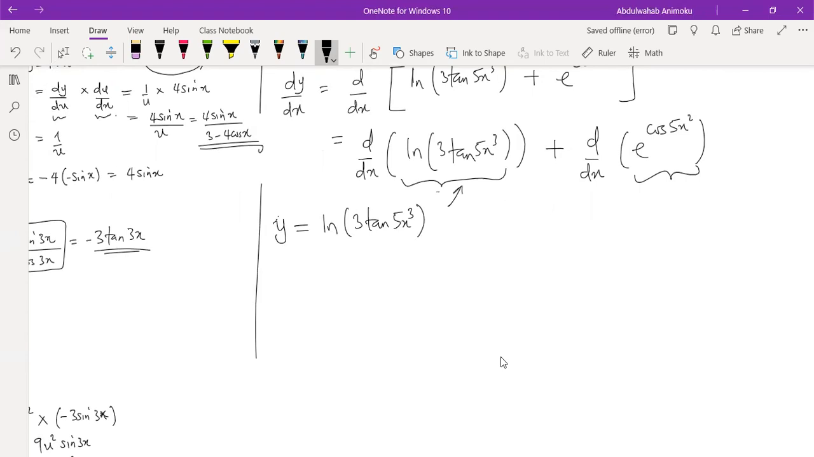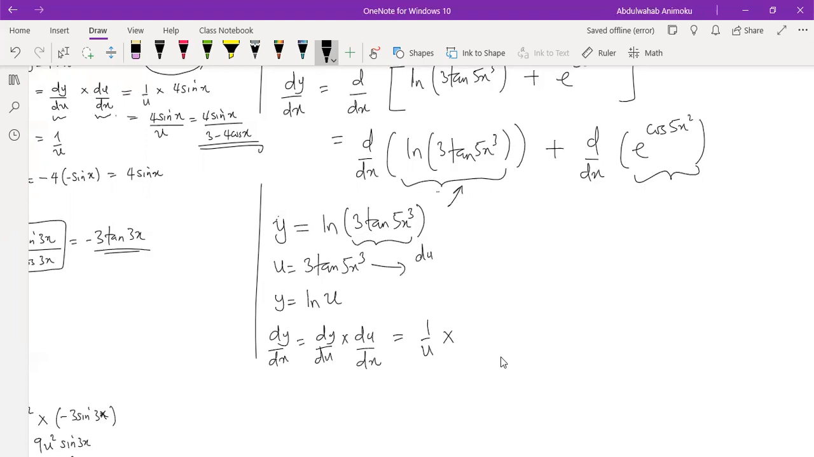Now, what is the derivative of ln of 3 tan 5x cubed? Again, you can see that this is going to be chain rule because we can substitute a variable for the inside of this ln function. So we say let u be 3 tan 5x cubed, which means our y will become ln u, right? So dy/dx would be dy/du times du/dx. Now dy/du is already known as 1 over u, times du/dx. So we need to find the derivative du/dx.